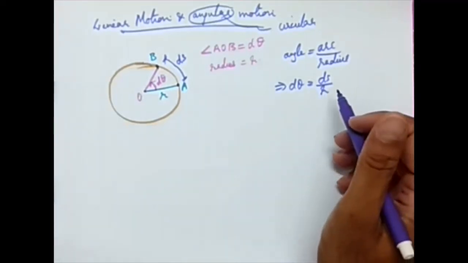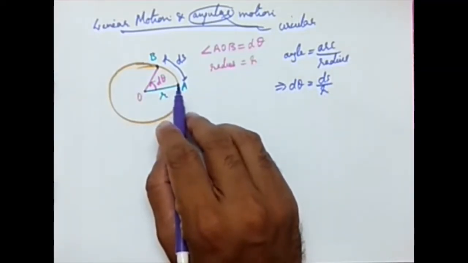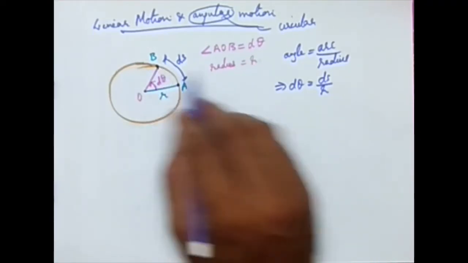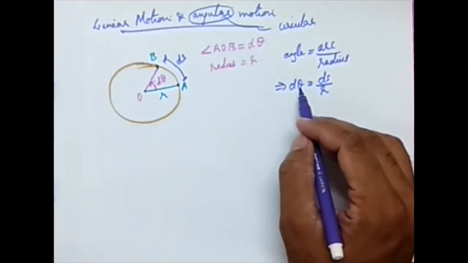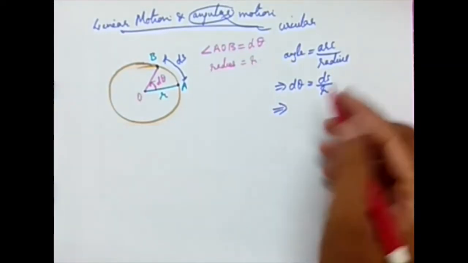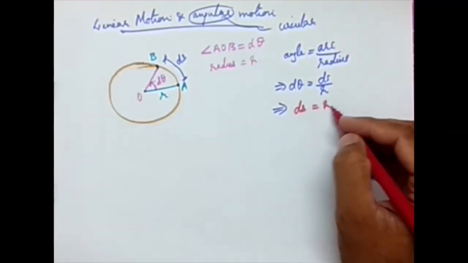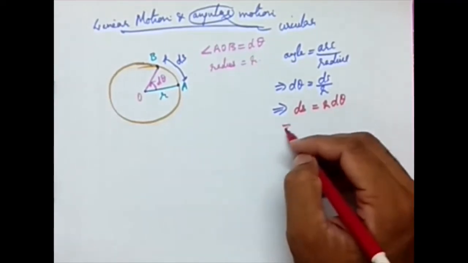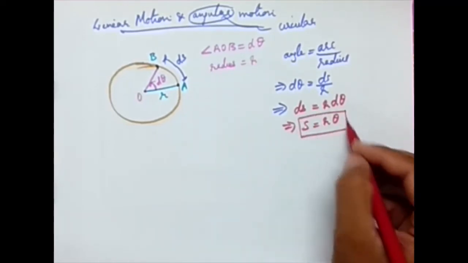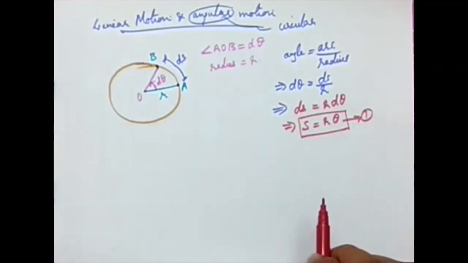And if you're observing, what is this ds? ds is the change in linear displacement, right? This is the linear displacement, and d theta is the angular displacement. So from here we get the very first relationship, that is linear displacement is equal to r times angular displacement, or we can write s equal to r theta. That's the first relation that we are getting, the relation between linear displacement and angular displacement.